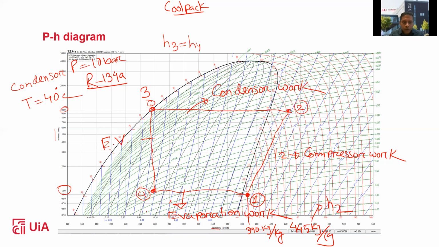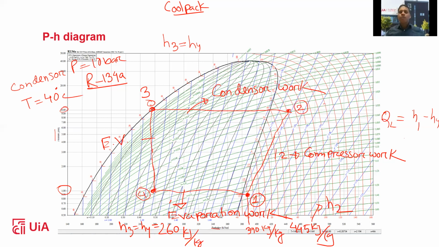And the H3 and H4, you can say around 260. So H3 is equal to H4, which is around 260 kilojoule per kg. And then if I ask you what is the cooling capacity for this case, you can directly find the cooling capacity, or QL, which is equal to H1 minus H4. So you can calculate what will be the QL. If I ask you what is the condenser work, then you can define H2 minus H3. Then you define what would be the condenser work.